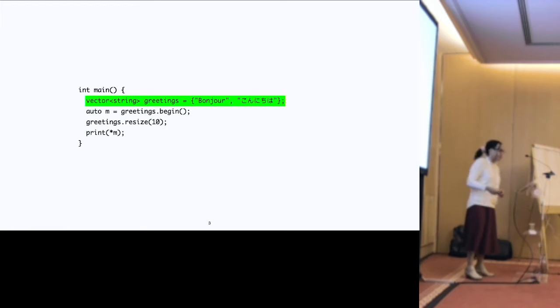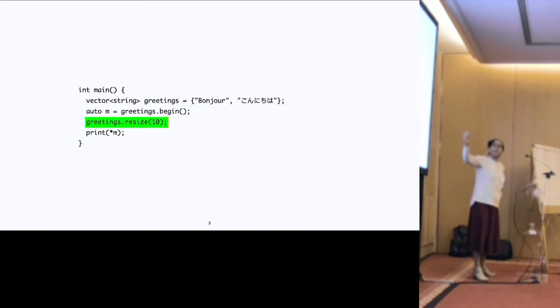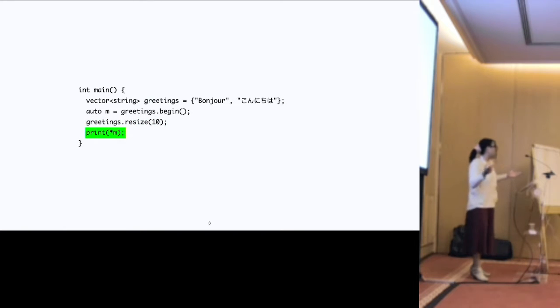The first line here is creating a vector. This is a dynamic array, and it's initialized with the French and Japanese translations of hello. The next line is getting an iterator on this vector. This is also a scary term in the C++ community, but just think of it as a kind of pointer to a part of the vector. Then we call resize. This method says, I want the vector to have enough storage to contain at least 10 elements before you need to reallocate storage, but keep everything that you had already. Then we dereference the iterator we had to show the first element.